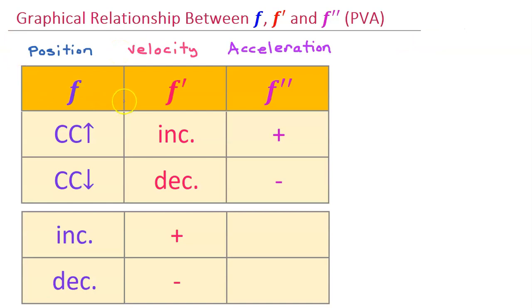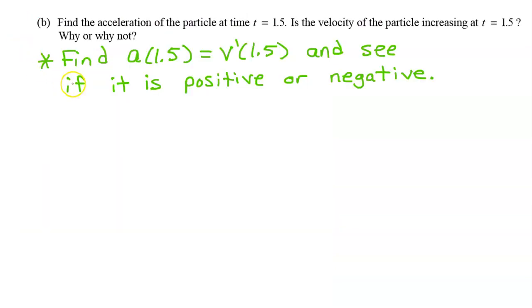Second semester, we learned the graphical relationship between f, f prime, and f double prime, which determines the relationship between position, velocity, and acceleration. What's relevant to this problem is that velocity will be increasing if acceleration is positive, and velocity will be decreasing when acceleration is negative. Our strategy will be to find the acceleration at 1.5, which will equal v prime at 1.5, and see if it's positive or negative.